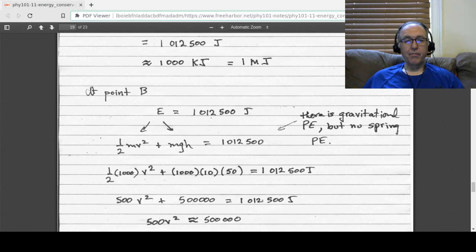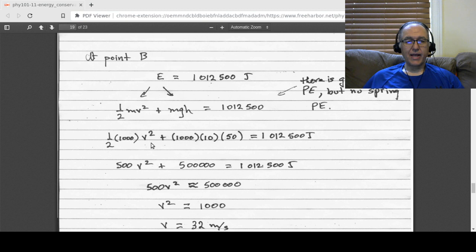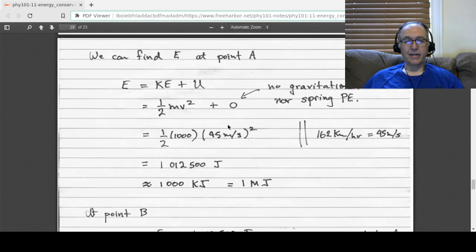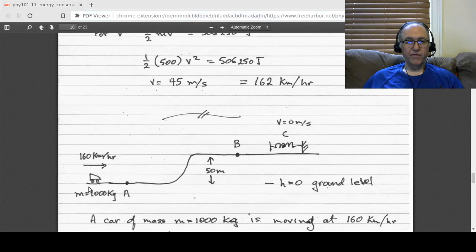Plugging in the numbers, we have everything except the velocity, because remember, that's what we want to find at point B. The mass is 1,000, g is 10, the height is 50 meters, and we work that out. Skipping some of the algebra, which is pretty easy, we find that the velocity at the top of the hill is 32 meters per second at point B. Does that make sense? Well, we were doing 45 at ground level. Back to the diagram again. We're doing 45 meters per second.